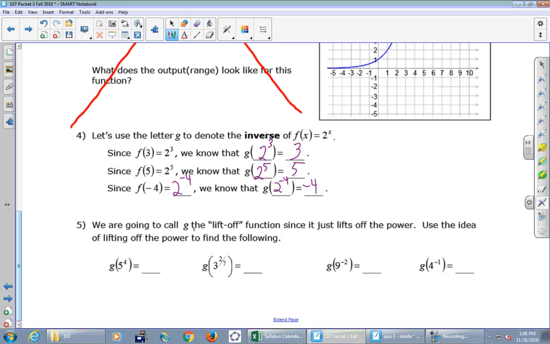That's your answer. So how much is g of 5 to the 4th? By lifting off the power, it is 4. Really easy, right? Just lift off the power. G of 3 to the 2/7 is 2/7. And g of 9 to the -2 is -2. Easiest questions all semester. G of 4 to the -1 is -1. So g is the liftoff function. Okay, let's flip to the back.